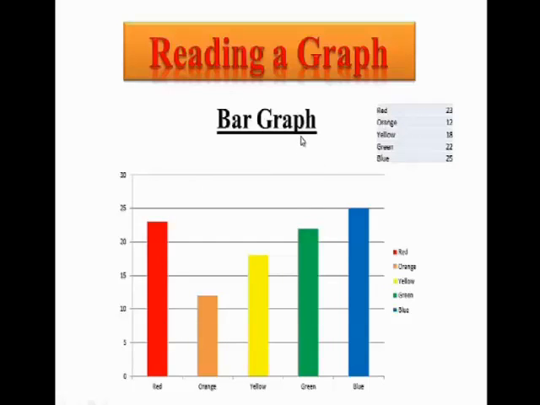Here, we can see that the number of kids who chose red as their favorite color is about 23. Here you can see for orange it's about 12. That's the same information found in the chart. For the color yellow, I see that about 18% chose that color. For green, it's at about 22%, and for blue, it's at 25%.